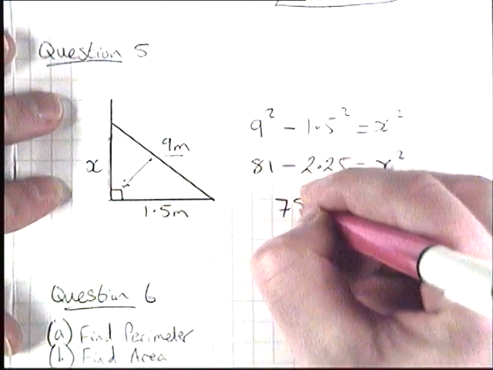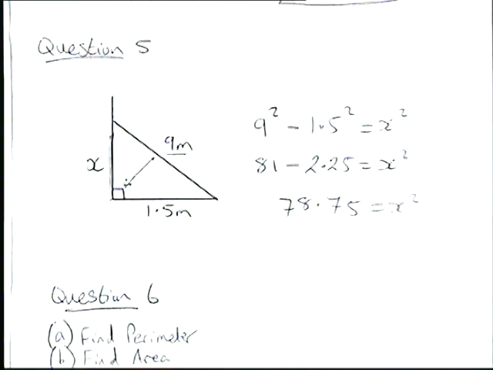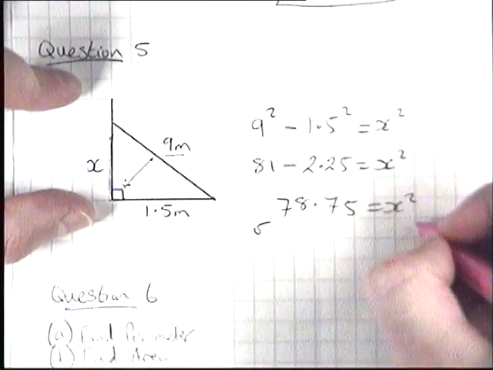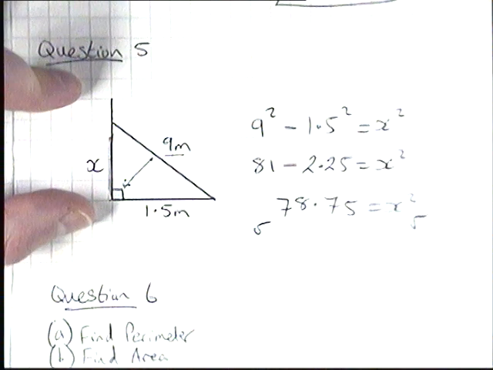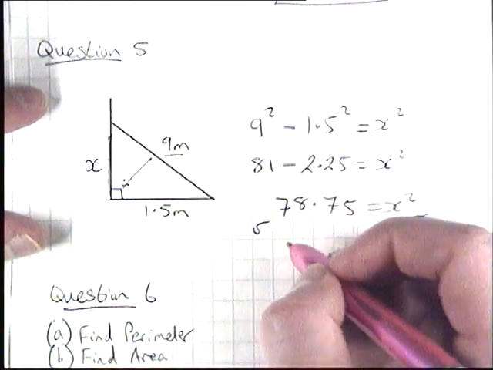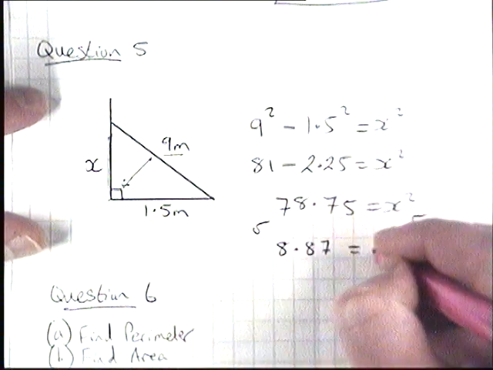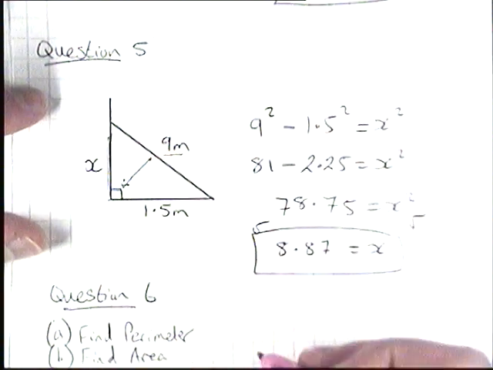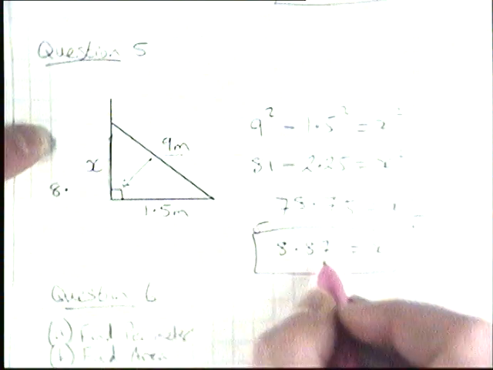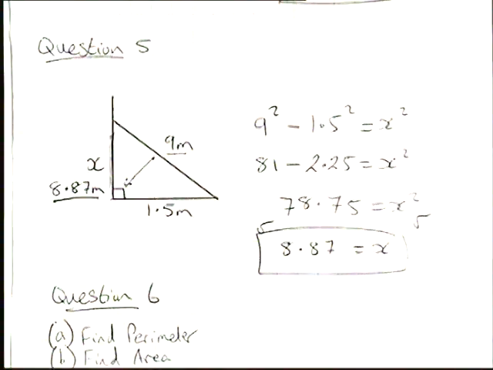So 78.75 equals x squared. Now we need to square root both sides to get rid of the square. And to 2 decimal places, that gives us 8.87. So we can say that the ladder goes 8.87 meters up the wall.